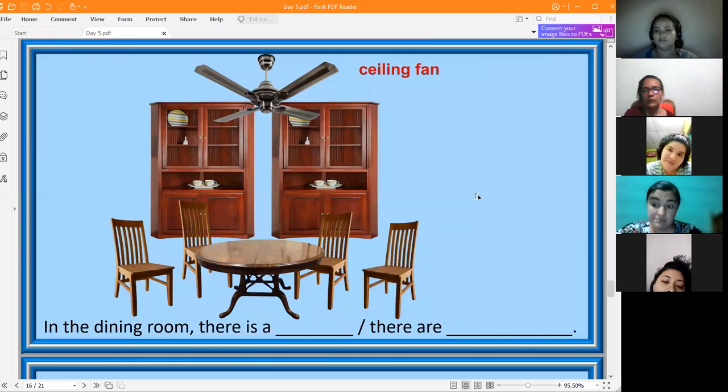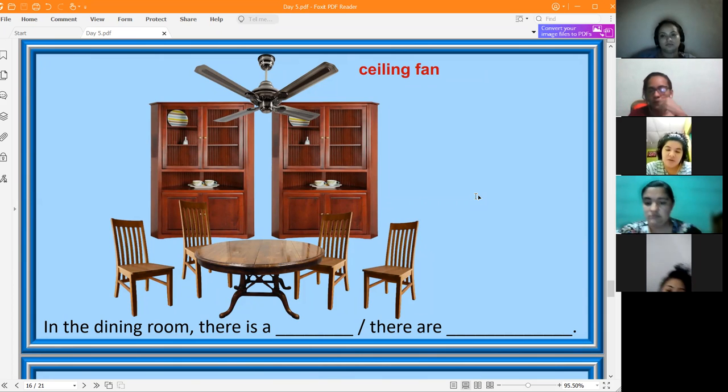Raul Quintanilla. There are two cupboards. There are four chairs. Yes. There is a table. There is a ceiling fan. And yours?